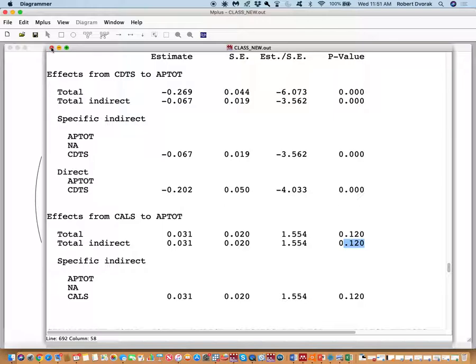Who knows how to do bootstrapping now? Oh, come on. You should all know. It's super easy. You just type bootstrap equals.